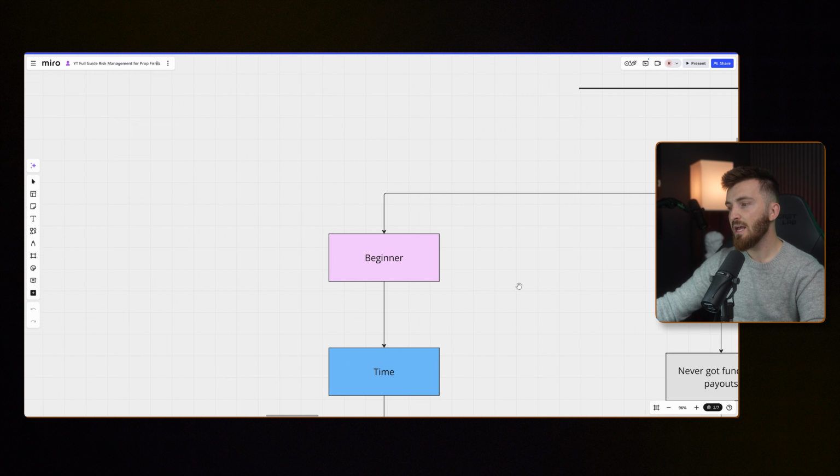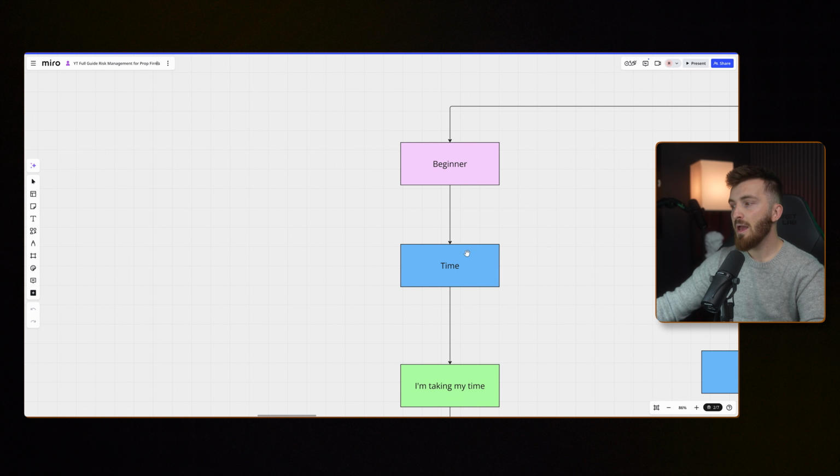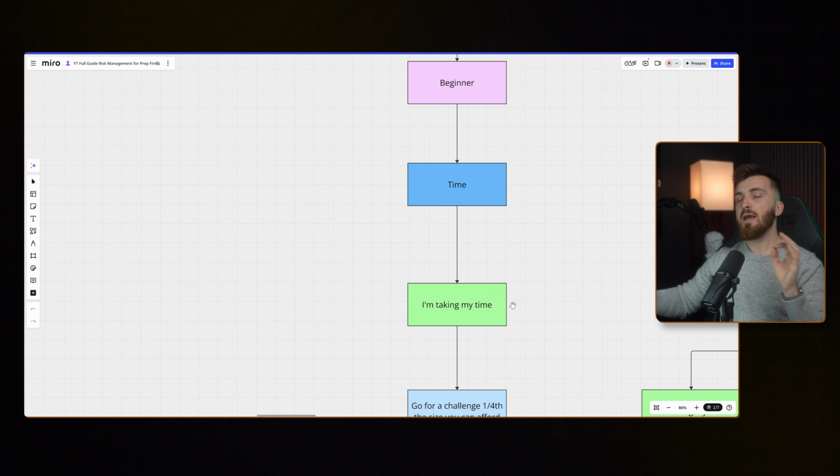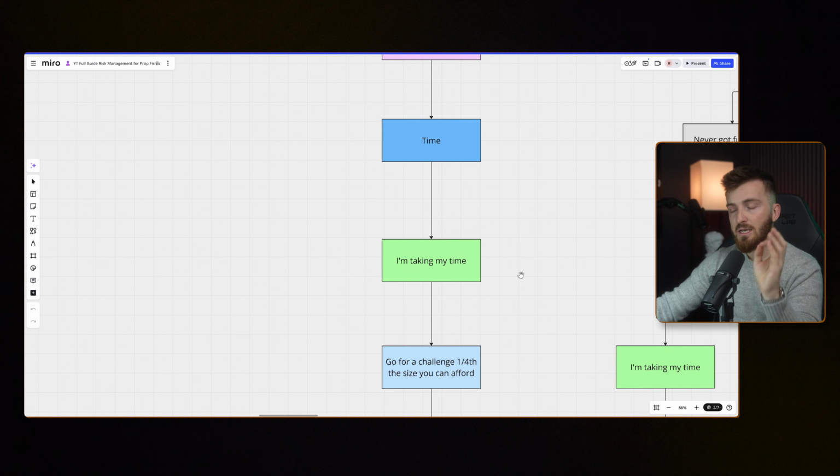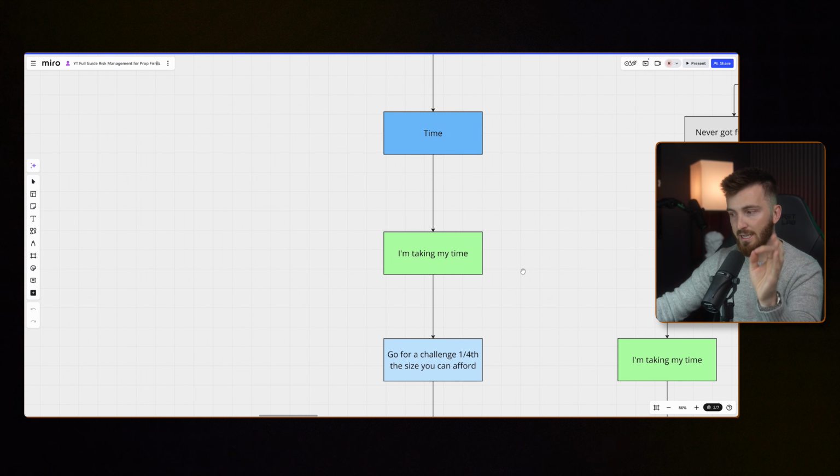So in terms of skill, let's start with a beginner. Time: I'm not going to give any beginner any sort of possibility to go fast, even though you can, but I don't recommend it, because again, remember that you are only lying to yourself. With time, if you are a beginner, if you are not profitable yet, and you want to go for a prop firm challenge, you can only take your time. I don't recommend you going fast. I don't recommend you risking a lot. So I'm taking my time. This is for the beginner. I am taking my time.